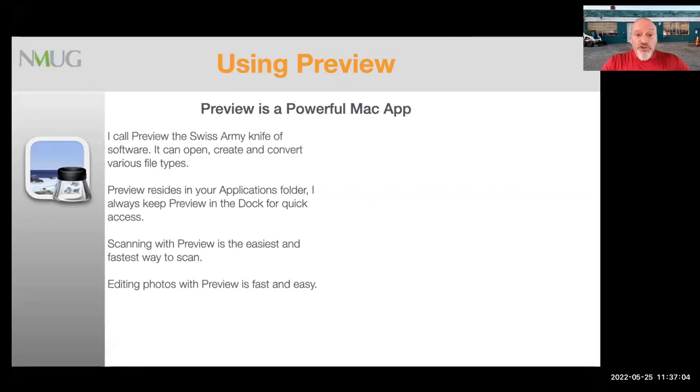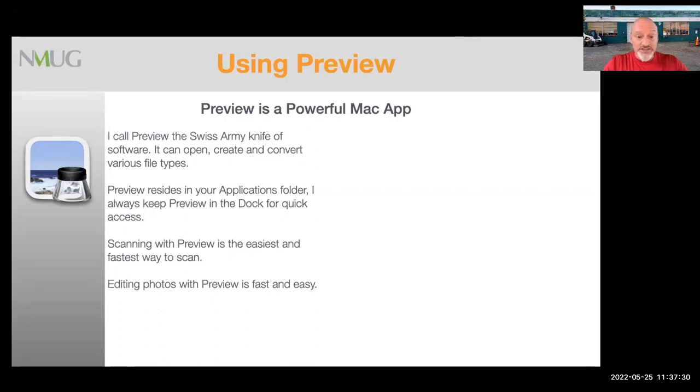So I call Preview the Swiss Army knife of software. It can open, create, and convert various file types. As I said before, Preview resides in the applications folder. I always keep it in the dock for quicker access. So as you know, you can drag any application down to the dock. Preview is always in my dock all the time, just to make it easy to get to.